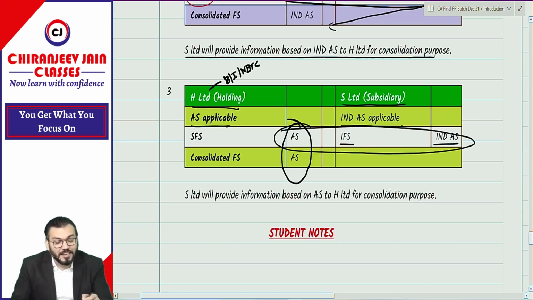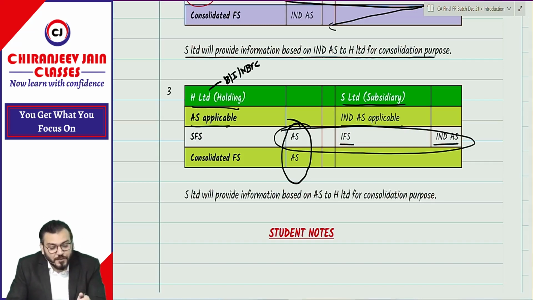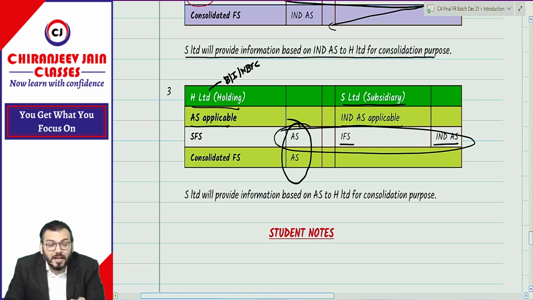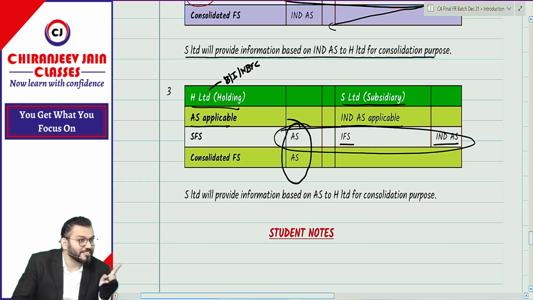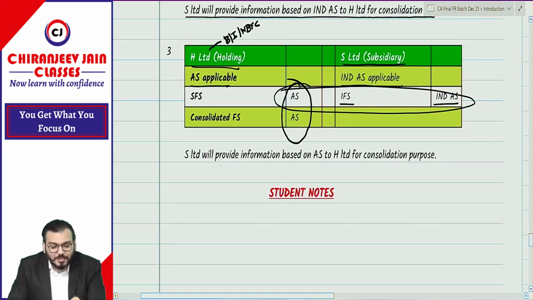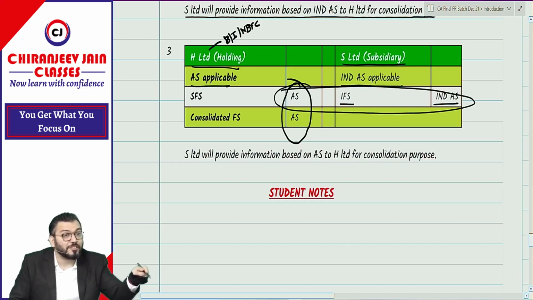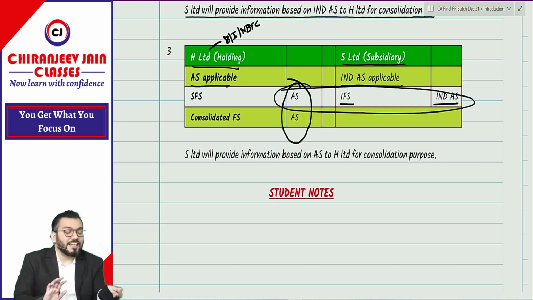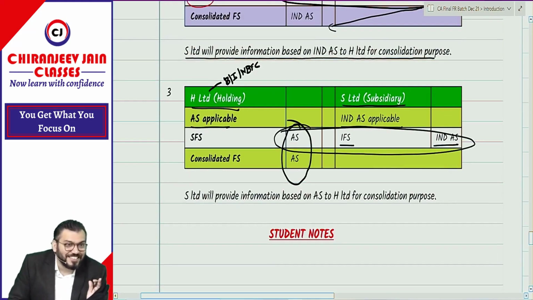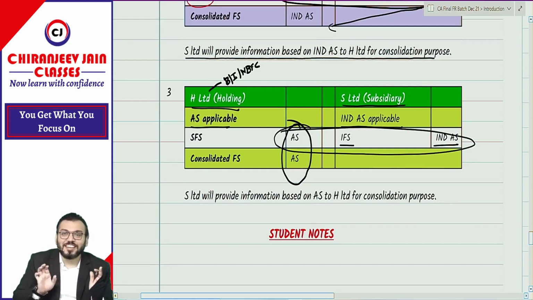No. It means S Limited will provide information to H Limited based on accounting standard, because CFS needs to be prepared as per the applicability criteria of the parent company. Understood? Yes, sir. In this case, S Limited will provide information based on AS to H Limited for consolidation purpose. For reporting purpose, they need to prepare financial statement based on Ind AS. Now, they cannot voluntarily adopt accounting standards.